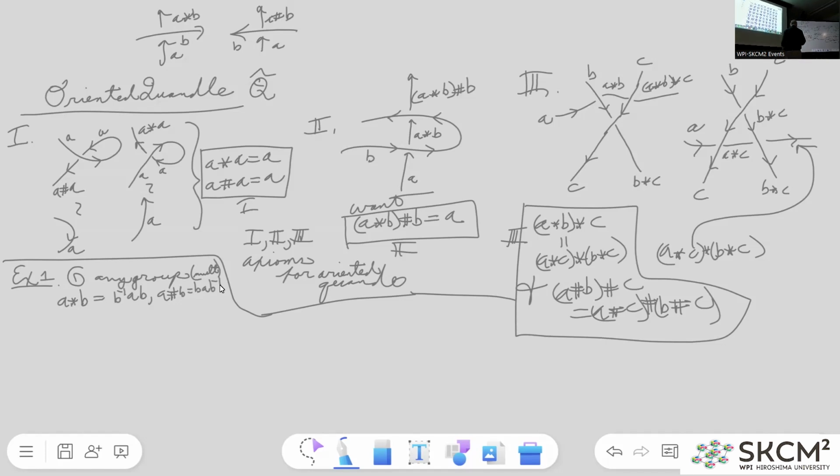So let's just check the axioms here. Maybe we should do it on the next board so we have more room.